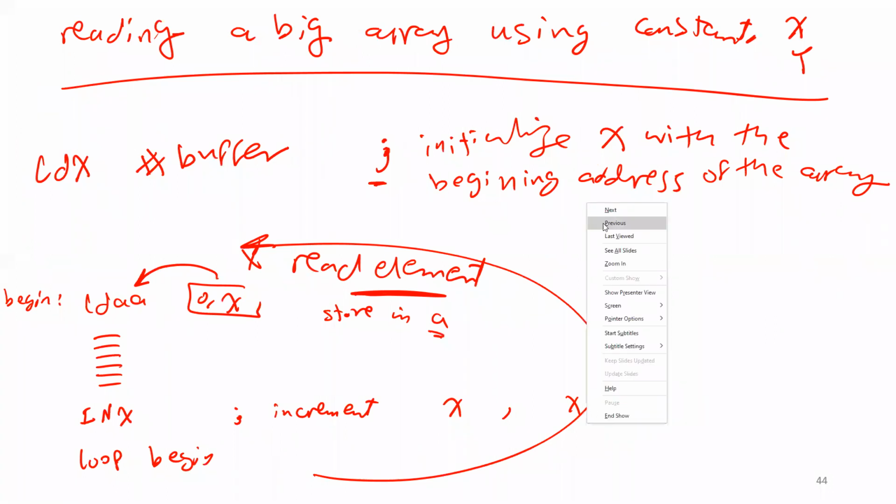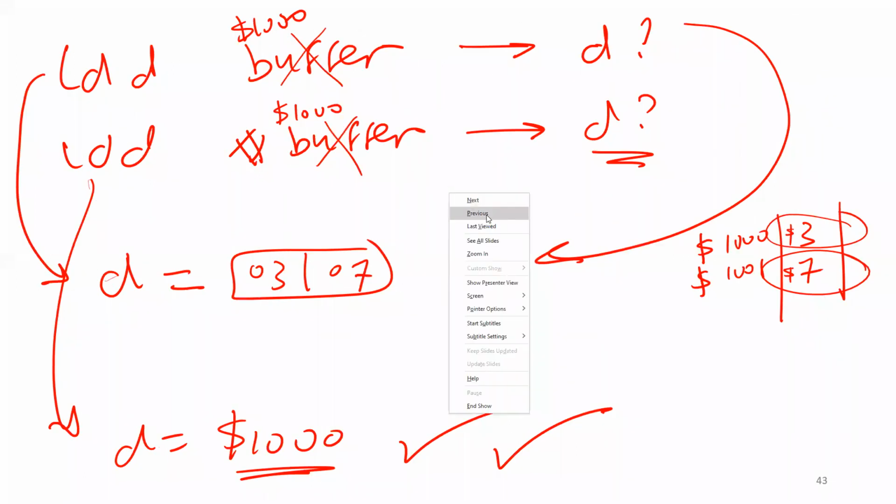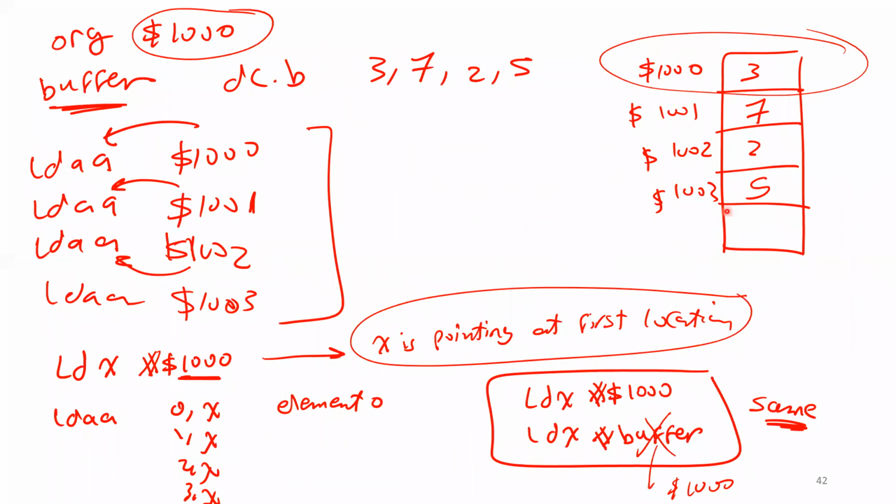Okay. Now let's go back. Here I told you I have an array and I want to read the array. In order to read the array in my program, I can say load A 1000, load A 1001, and go this way. Or I can say load X buffer, whatever the value of buffer. I don't need to bother myself to know where this one starts.